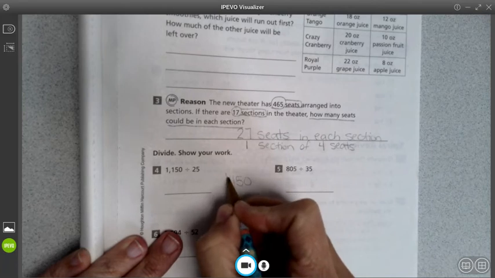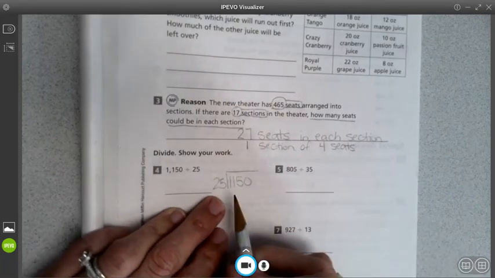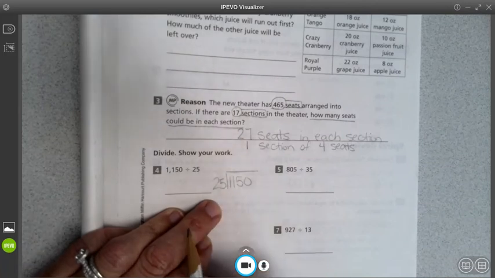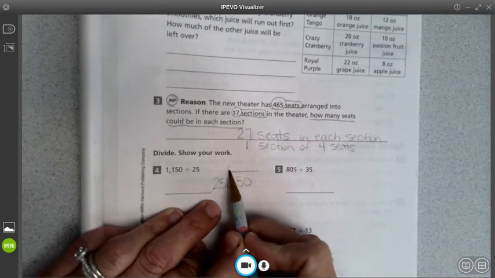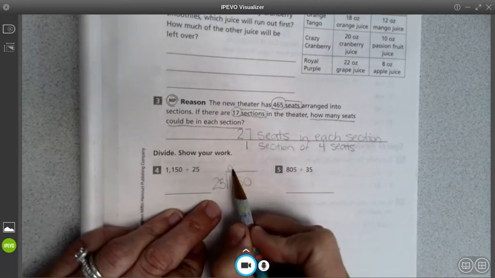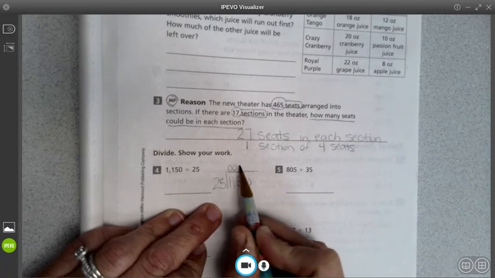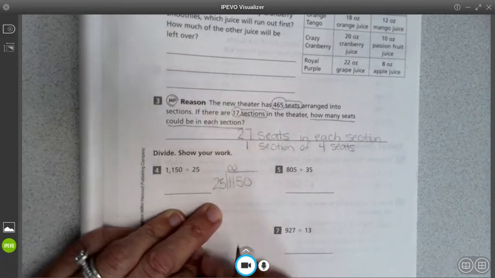1,150 divided by 25. When I evaluate, 25 cannot go into 1. I could put a little 0 placeholder there if I want to. 25 cannot go into 11. 25 can go into 115. So I'm working right here above the 5.